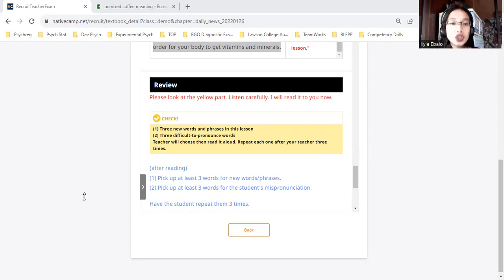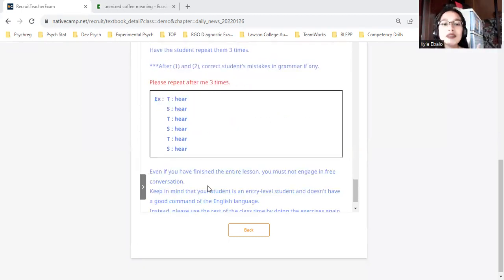All right, now I'll choose 3 difficult to pronounce words. I noticed that you mispronounced these words a while ago while reading the article. So we have number 1, healthier. Number 2, fewer. And lastly, unmixed. All right. So please check the chat box, Francis. Now please repeat after me thrice. Number 1, healthier, healthier, healthier. Number 2, fewer, fewer, fewer. And lastly, number 3, unmixed, unmixed, unmixed.